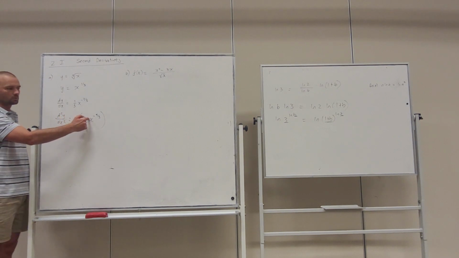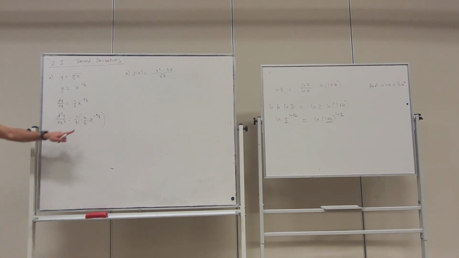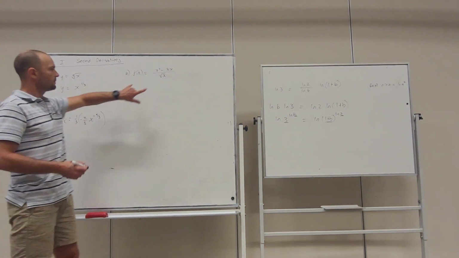So those numbers will multiply and can be simplified, but differentiate without simplifying. Okay, good. That's right for A. All right, on to B.